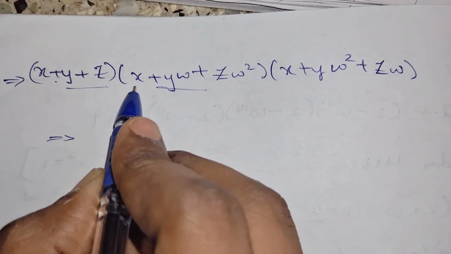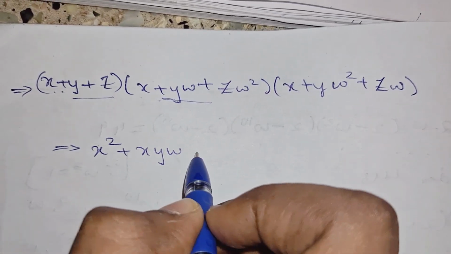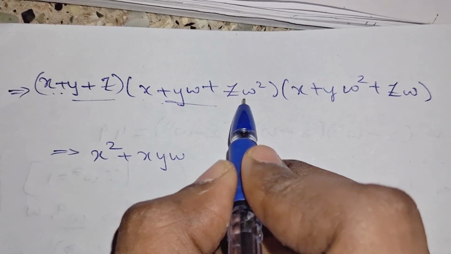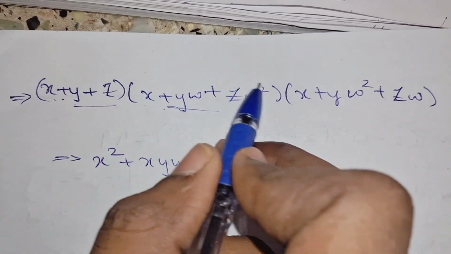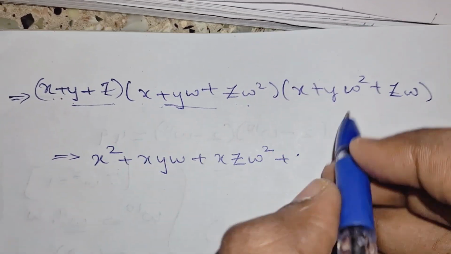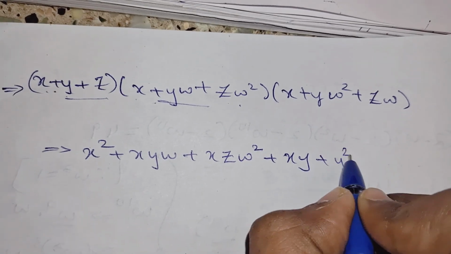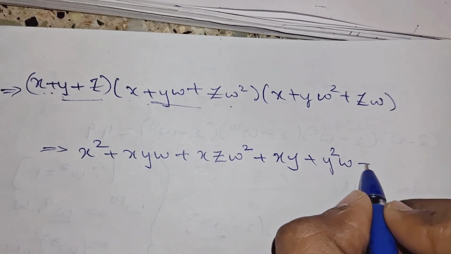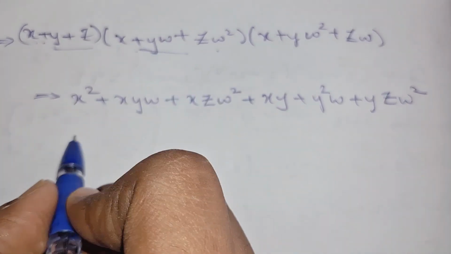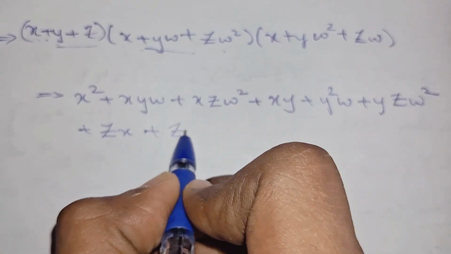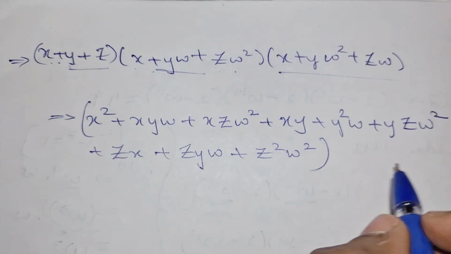So what I'll get: x square, x into y omega is xy omega, then x into z omega square, that is xz omega square, plus, now with y we'll multiply these three values. So xy we'll get here, y into x is xy, then y into y omega is y square omega, y into z omega square is yz omega square. Then with z we are multiplying, so zx plus zy omega plus z square omega square, multiplied by this term.